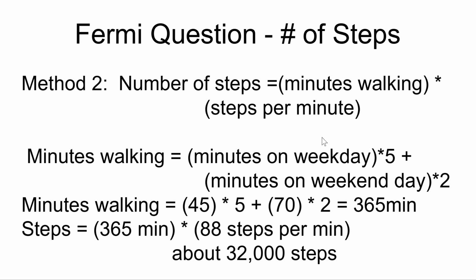Well, my Monday through Friday days are a little different than my weekend days, so I'm going to separate those factors. And minutes on a weekday I'm going to claim is 45 minutes I spend walking on a weekday. And I'll multiply that by 5, and then 70 minutes on a weekend, multiplied by the Saturday and Sunday is 2 of those days. So I have 365 minutes spent walking doing that. So number of steps would be 365 minutes, 88 steps per minute.